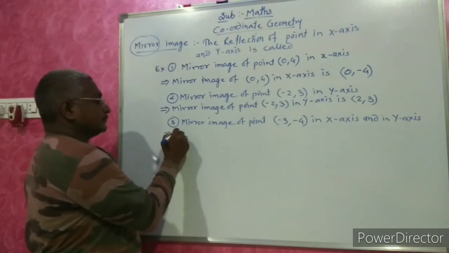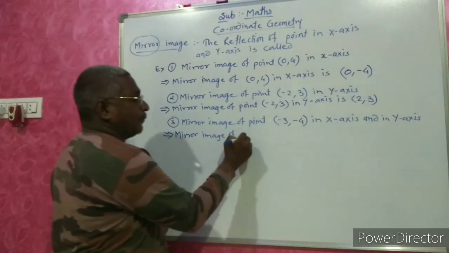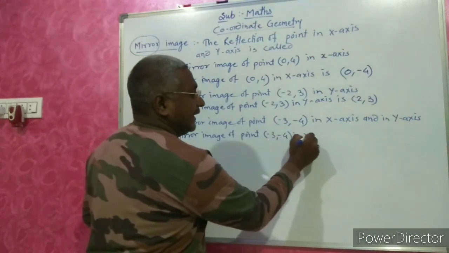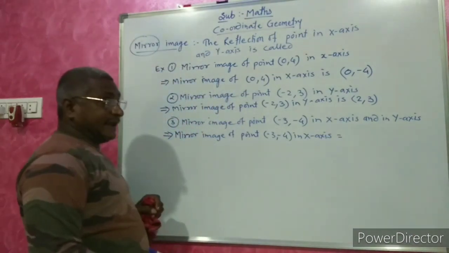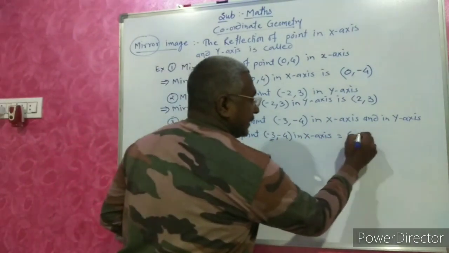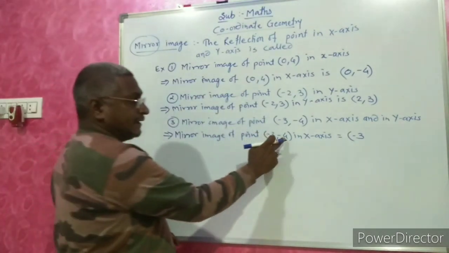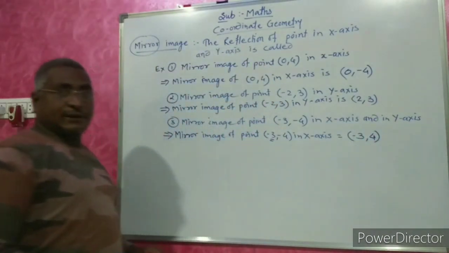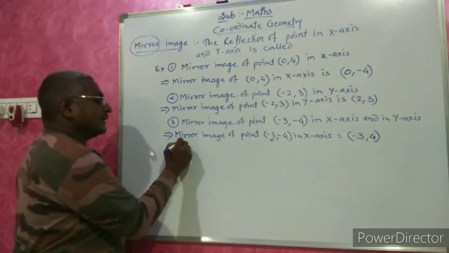So, the mirror image of point (-3, -4) in the x-axis. What I said: the x-axis means the x coordinate stays the same, so we get -3, and the y coordinate becomes opposite. Here it is minus, so we will get plus. (-3, 4). Understood, students?